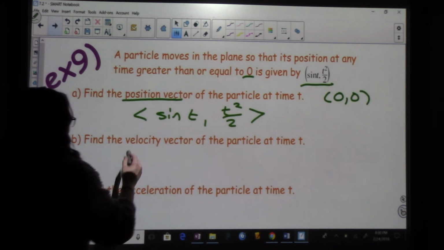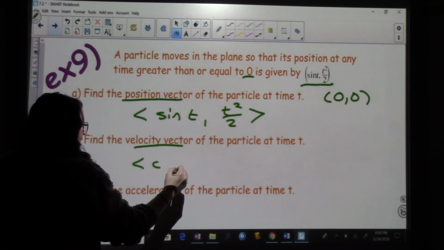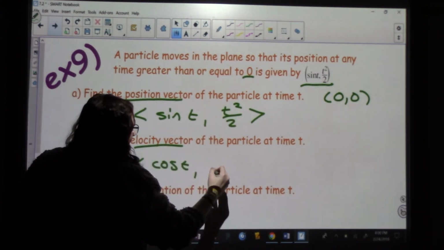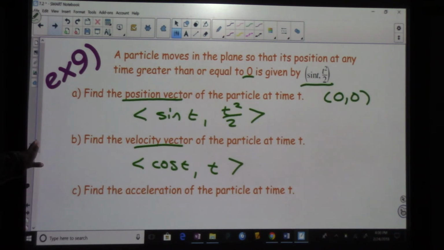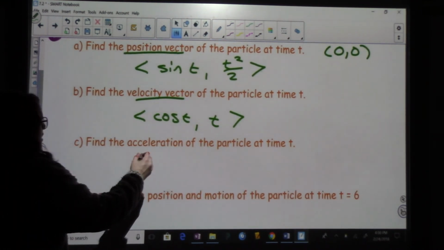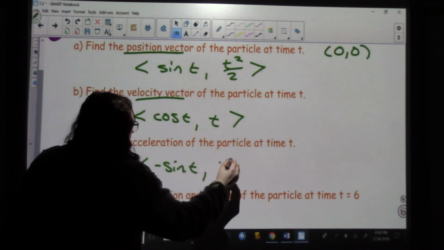So find the velocity vector. Well, that's just a derivative. So the derivative is cosine t. Multiply and get t. Find the acceleration vector. Well, it's just another derivative. So negative sine t, 1.